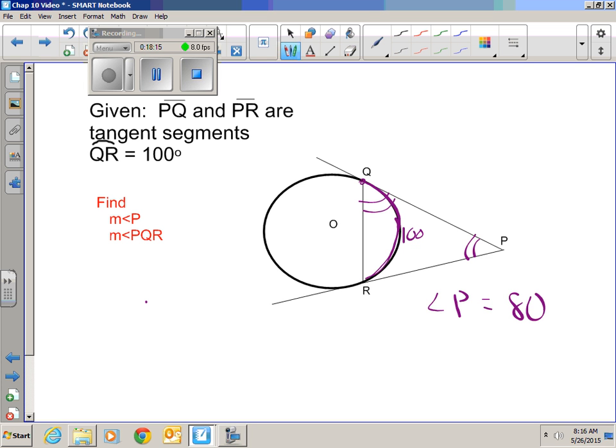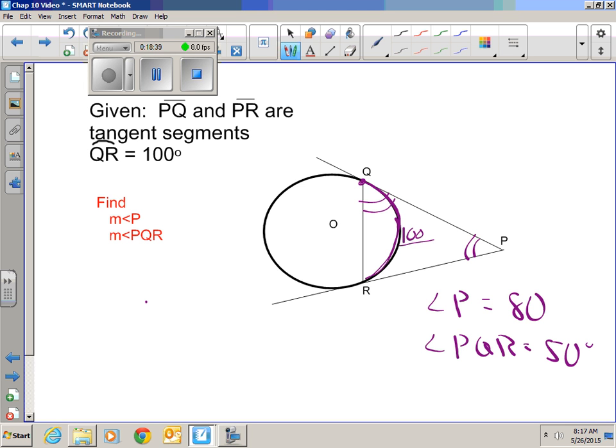I also know now that the measure of the chord tangent angle, it's type 2, its vertex is on the circle. Its measure is half the measure of its intercepted arc, which is 100. So the measure of angle PQR is half of 100, which equals 50.